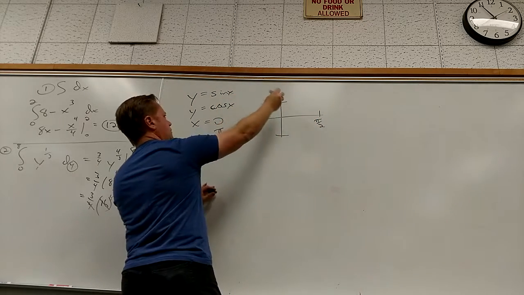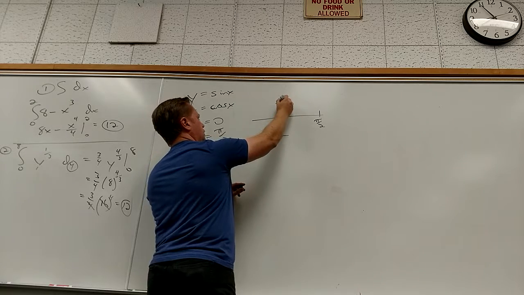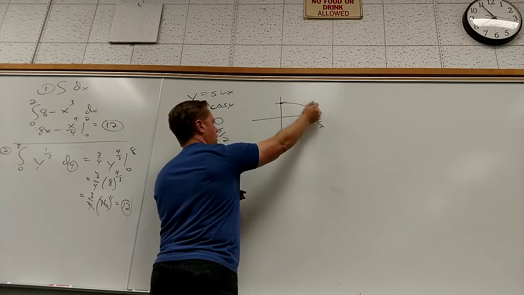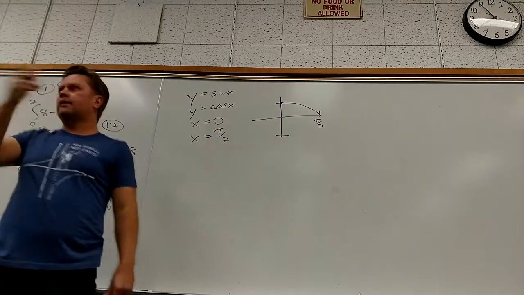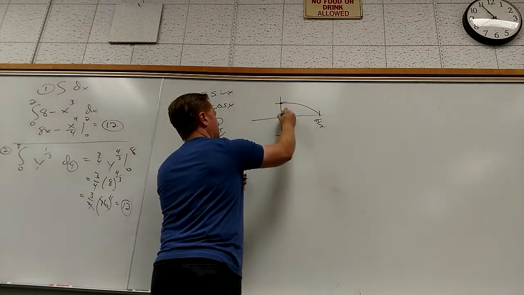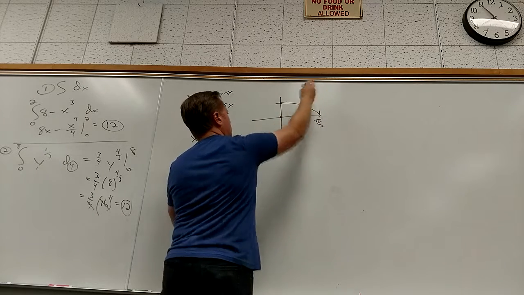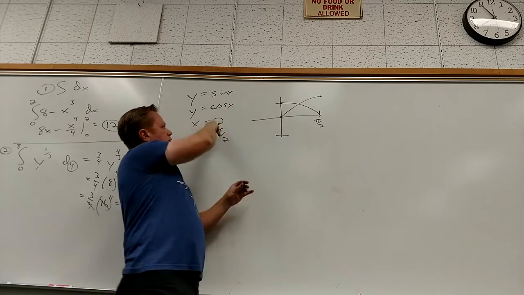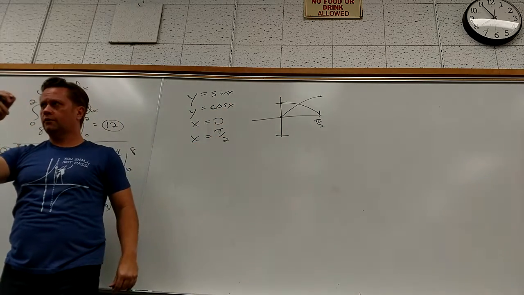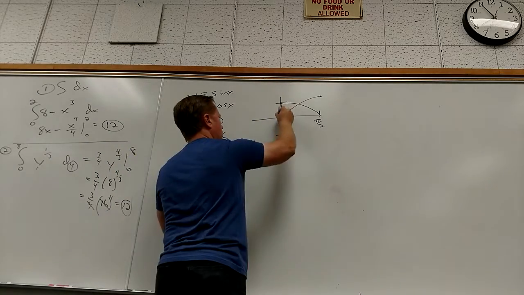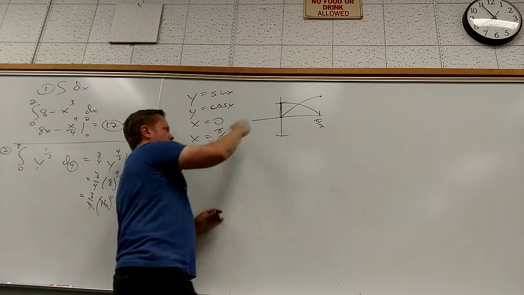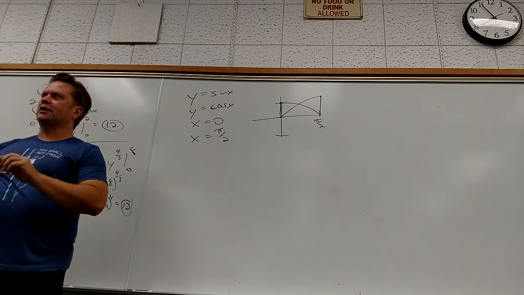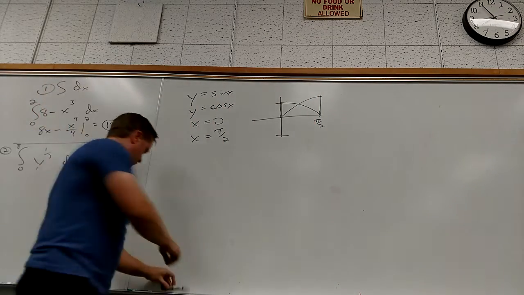So cosine starts where? 1. And then by pi over 2 it's at 0. And the sine starts at 0, and by pi over 2 it's at 1. And then x equals 0 is another name for the y-axis. So there's a wall right there. And x equals pi over 2 is this vertical line right there. So I got a beautiful little bow tie region, right?